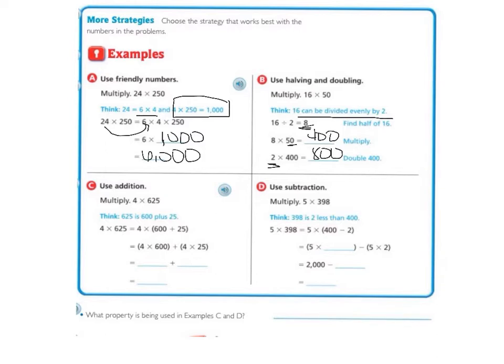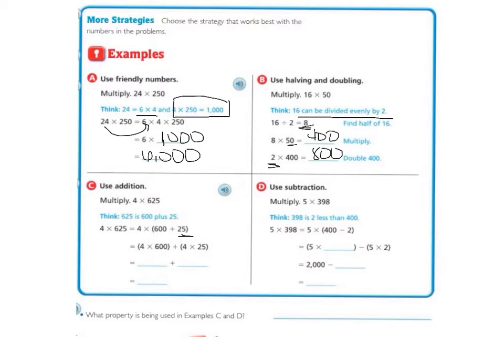Now let's do an example using addition. I'm going to multiply 4 times 625. Well, 625 is a big number, but it has that 25 in there, and we've been practicing multiplying by 25, like a quarter. So I'm going to break it apart and make it into 600 plus 25. And then I'm going to multiply each part by 4.